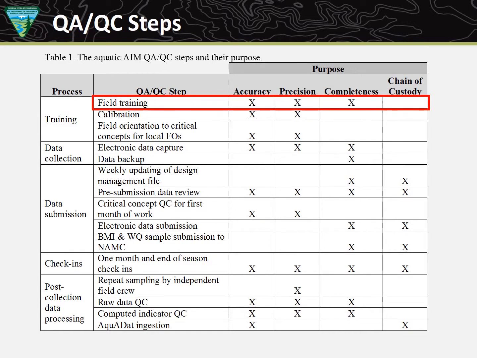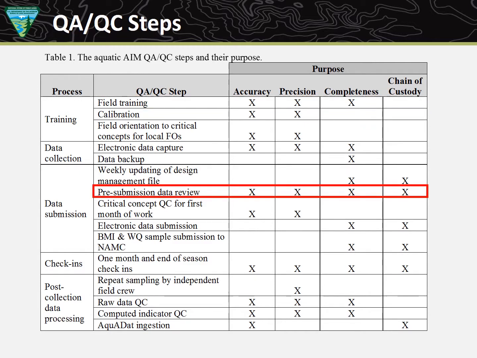For example, all data collectors must have attended an Aquatic AIM field methods training. This ensures that collected data are accurate, precise, and complete. Prior to data submission to the National AIM team, supervisors should review data summaries and sign off on all data. This formal process not only checks for data accuracy, precision, and completeness, but also tracks the chain of custody of data, from field crews to supervisors and finally to the National AIM team.